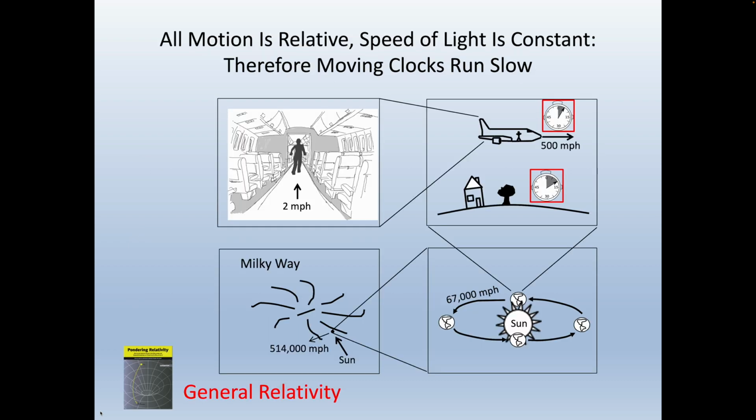If you remember my earlier video on special relativity, you remember that special relativity is based on two principles. One, all motion is relative, and two, the speed of light is constant, or what scientists call speed c, or 186,000 miles per second. And when you combine these two principles, then time on moving platforms must run slow. Time on moving platforms runs slow due to the effects of special relativity.